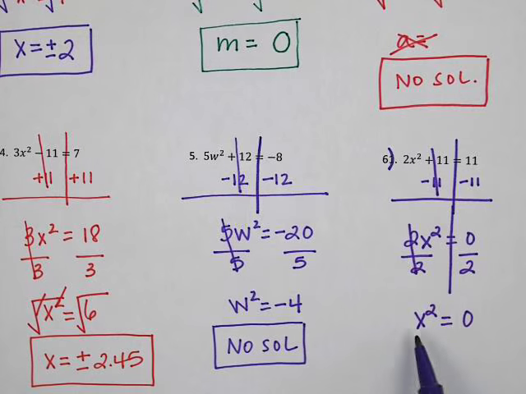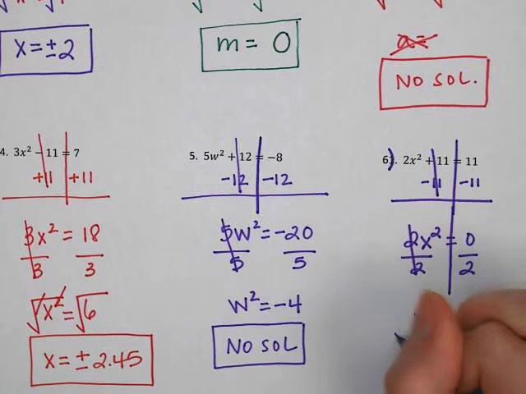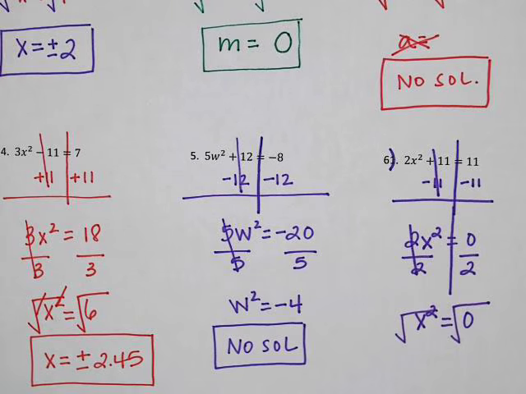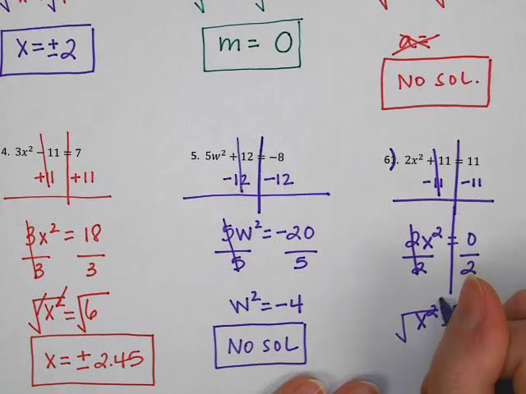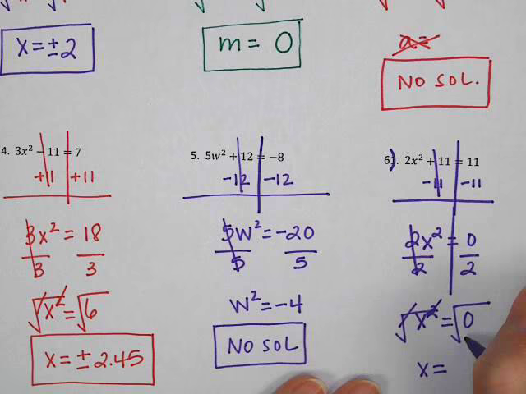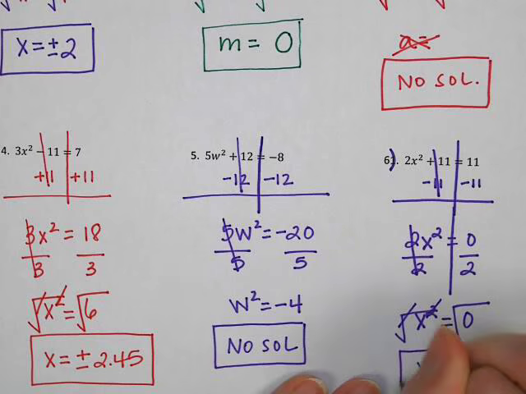To solve x squared equals a number, we square root both sides. And squaring a square root cancels. We're left with x equals, well, the square root of 0 is 0, and 0 does not need a plus or minus. So I would stop right here, x equals 0.